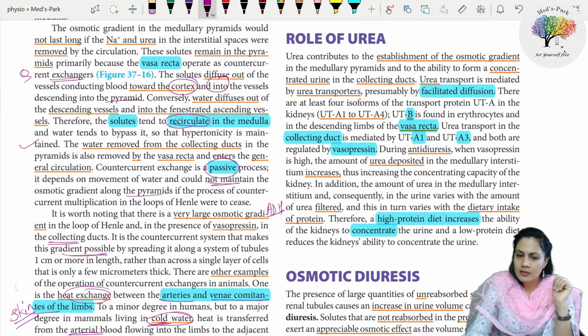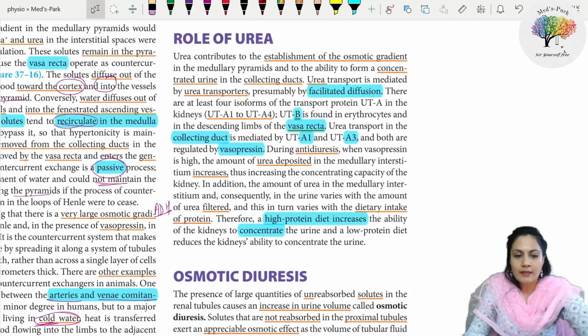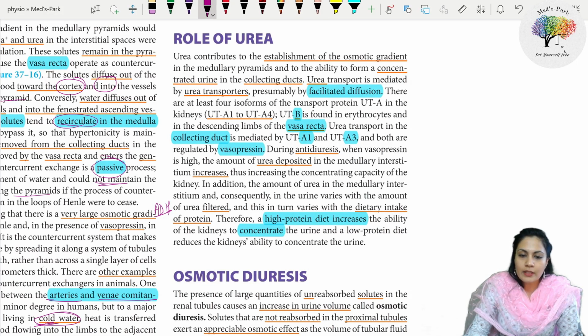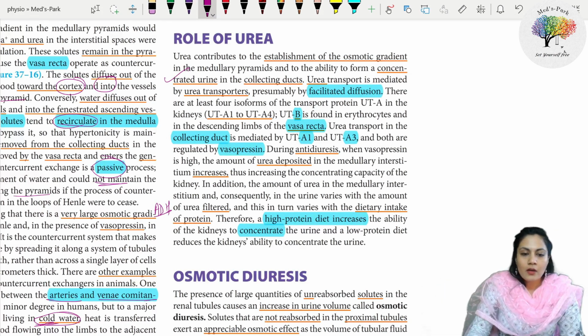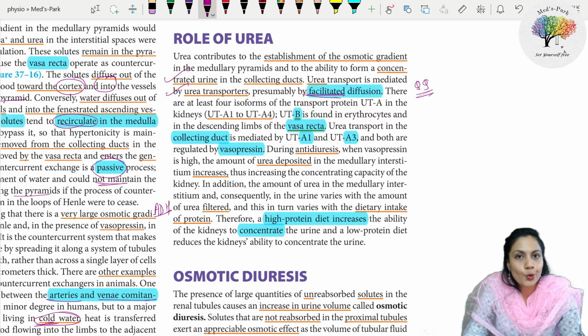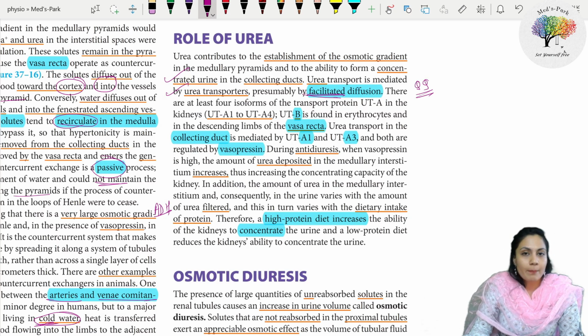Role of the urea, let's discuss that. Urea contributes to the establishment of the osmotic gradient in the medullary pyramids and to the ability to form concentrated urine. Again, it is helping in the multiplier. In the collecting duct, urea transport is mediated by a urea transporter, presumably by facilitated diffusion. It is not active transport. I told you it is a carrier protein, but not using the energy. That's why it's passive. And which type of passive? Facilitated diffusion. There are at least 4 isoforms of the transporter protein.